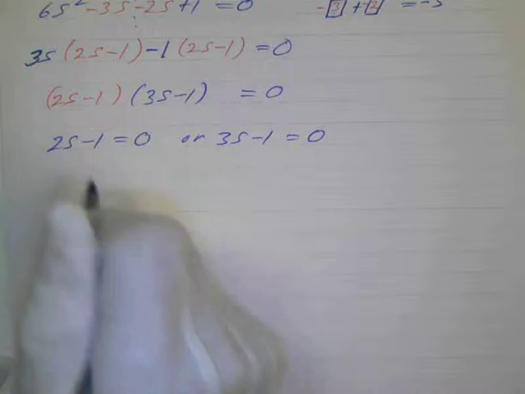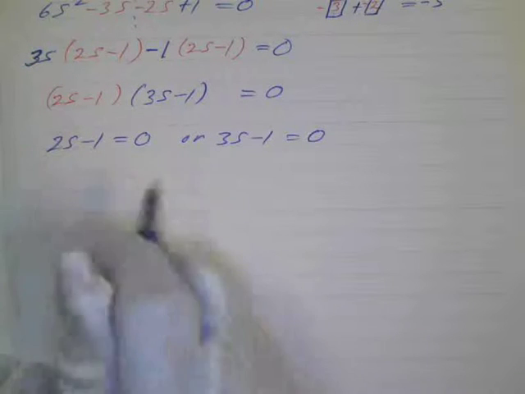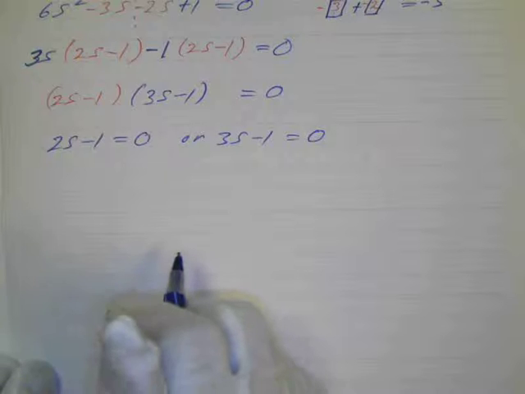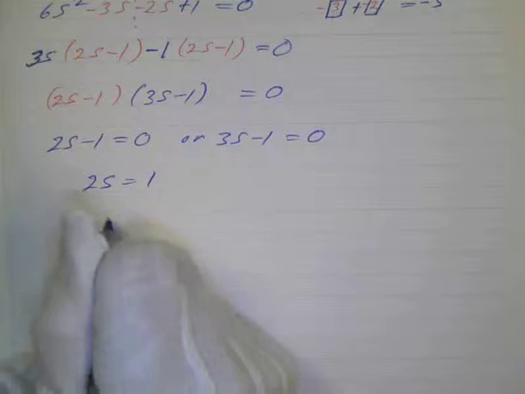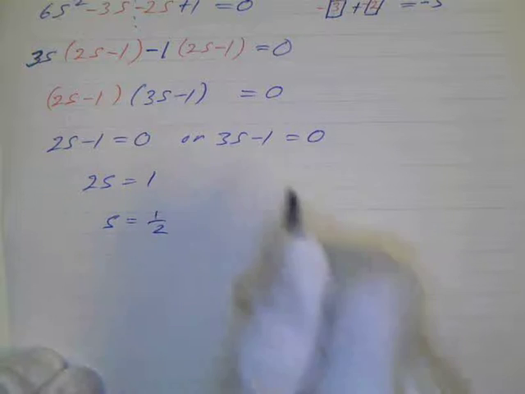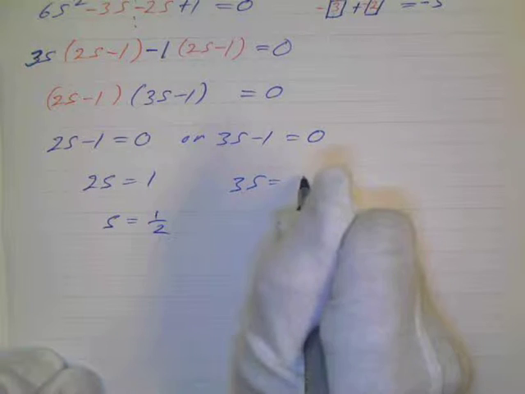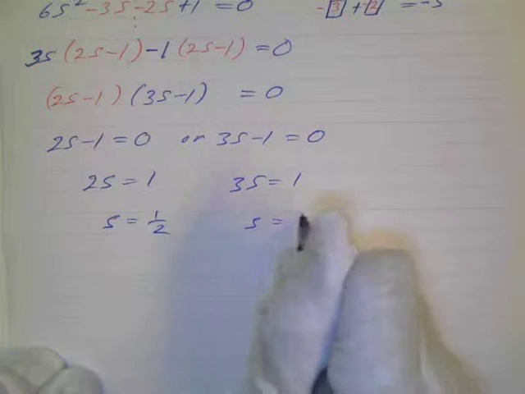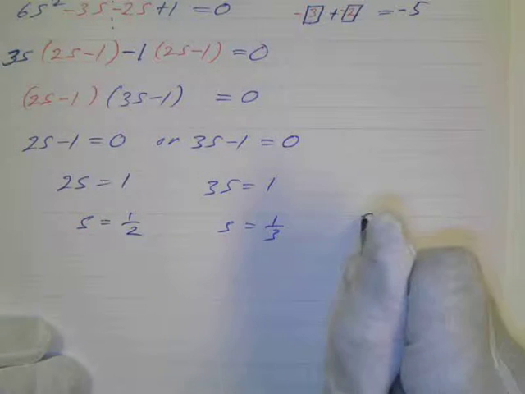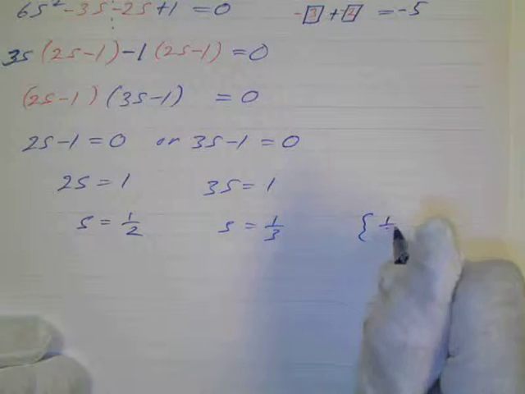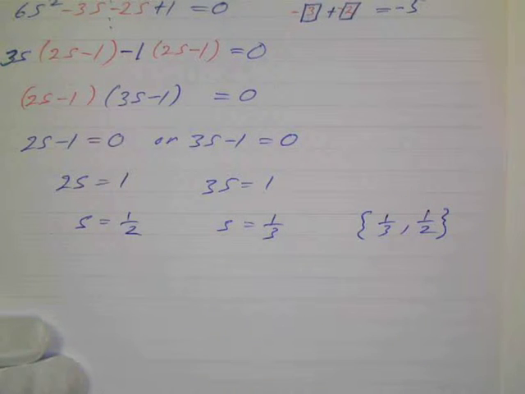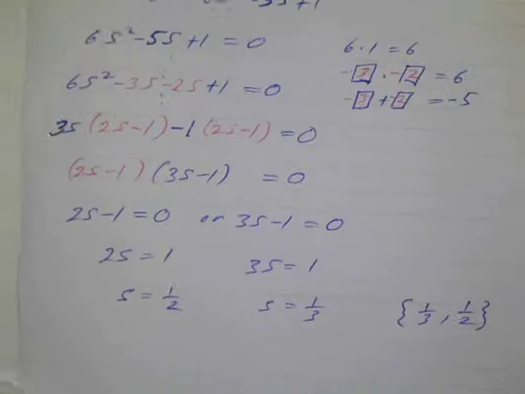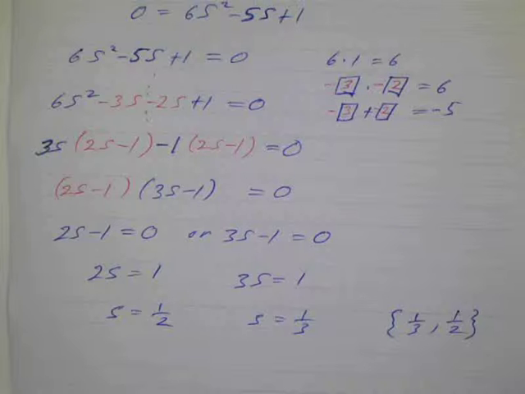And here I can add 1 to both sides, so 2s equals 1, so s equals 1/2, or 3s equals 1, and s equals 1/3. So my solution set would be just that, the set containing 1/3 and 1/2. So there you go. That's a good one to look at. That's number 18.